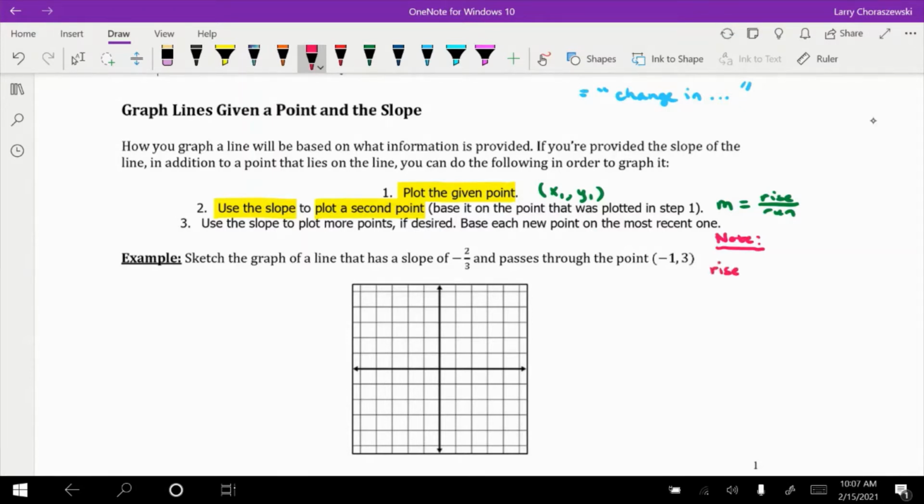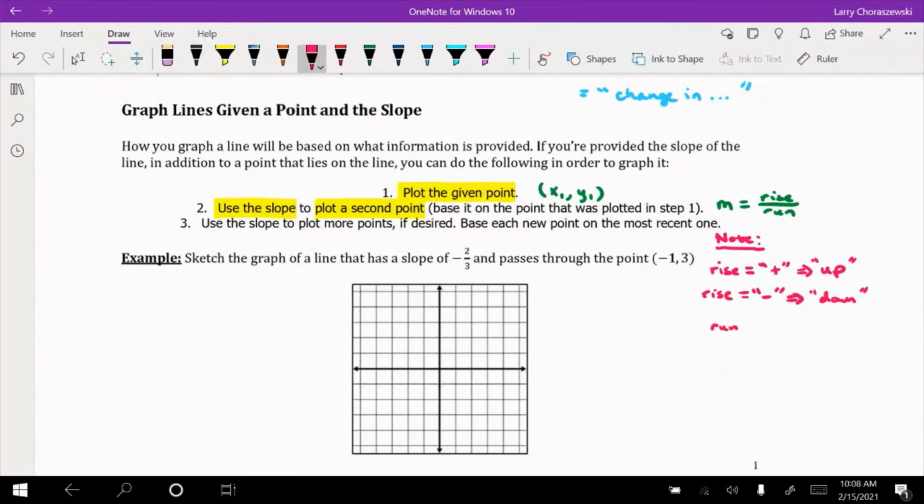So I'd like to examine each case. If the rise is a positive number, what that means is that we'd have to go up by whatever number is in the numerator. Whereas if the rise is negative, that would tell us to go down from the point that we plotted in step 1. So when you're using your slope, the first movement that you do is either up or down, and that depends on the sign of the rise.